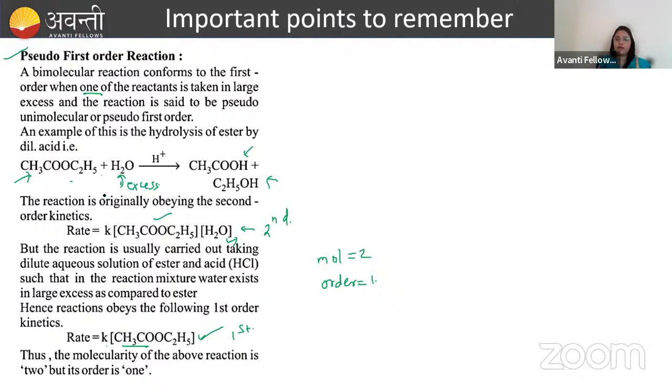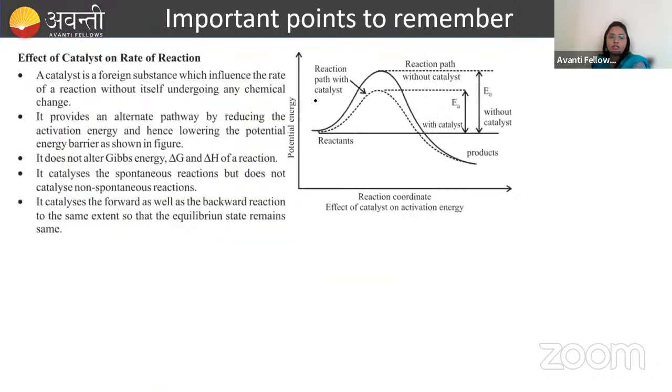But please remember here what is happening. One of the reactants is in excess amount. That's why here the rate was different. The actual rate only depends upon the concentration of ester. It doesn't depend upon the concentration of water. Any doubt in this? Okay, now let's talk about the next point.